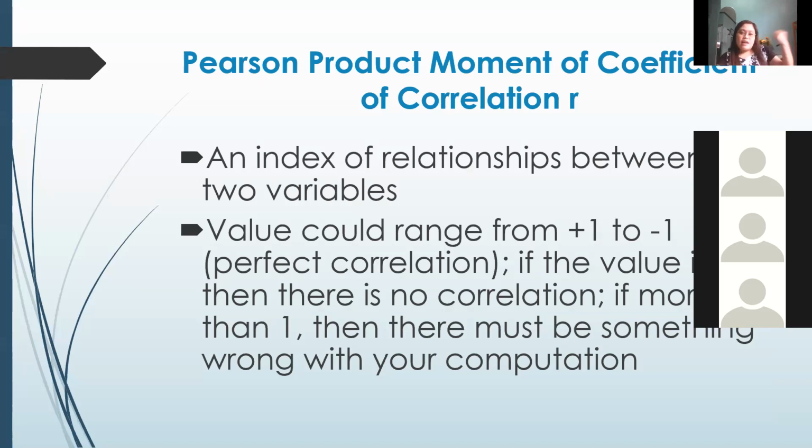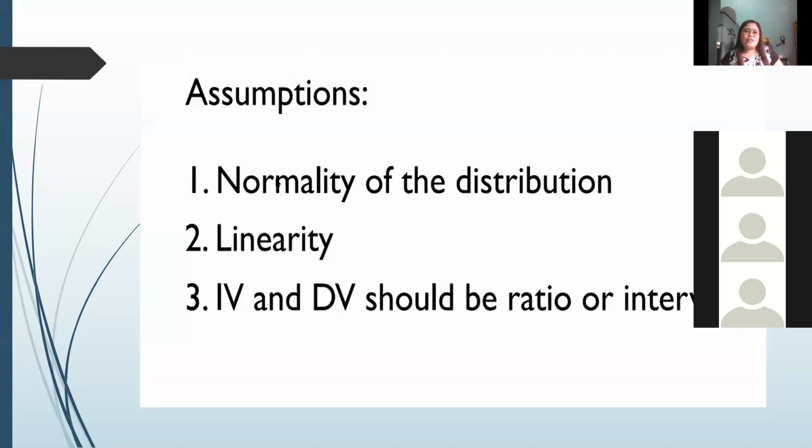And then as what I've mentioned a while ago, the value of R could range from positive 1 to negative 1, wherein if you get positive 1 or negative 1, perfect correlation ang meaning ana. If ang imuhang na-compute na value is 0, then wala tayo relationship between the two variables. If it's more than 1, then there must be something wrong sa inyuhang computation.